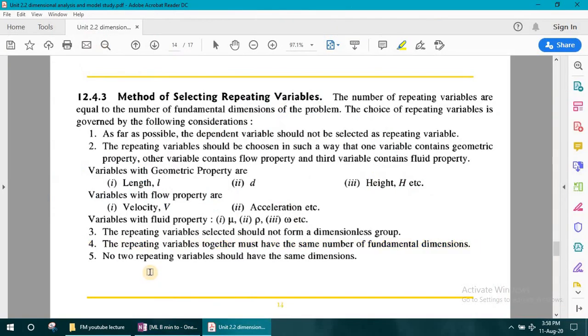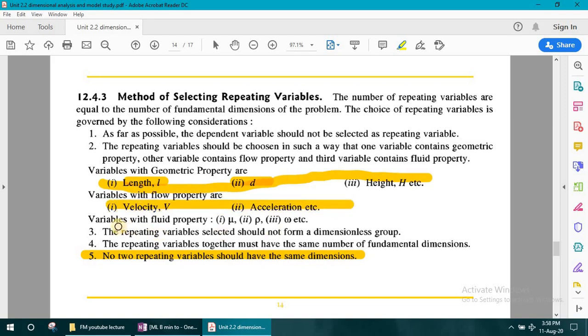Number 5, no two repeating variables should have the same dimensions. Example, if you are taking L and D, these two have the same dimension. Length has the dimension meter, diameter also has the dimension meter. So you should not select these two at a time. You should select only one out of two. So I told you, you select the first from the geometric group, the second from the flow group, and the third from the fluid group.